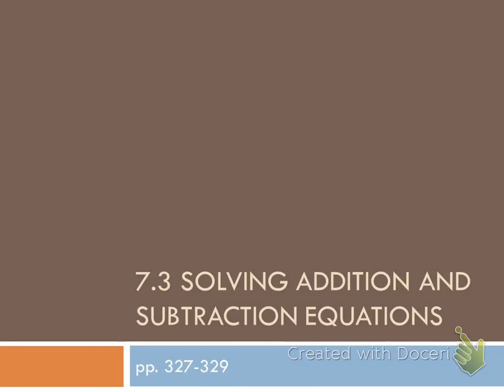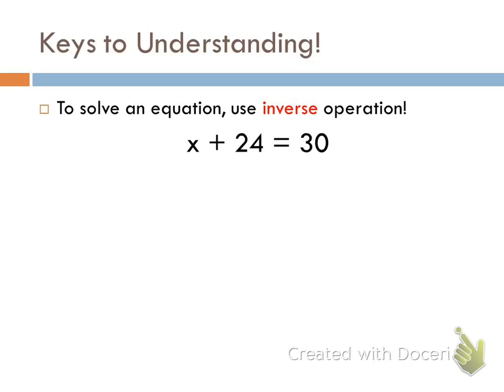Today we're in section 7.3, solving addition and subtraction equations, page 327. Now you'll notice in both sections, 7.3 and 7.4, I'm going to be talking a lot about doing the opposite operation that is connected to the variable. That's why I say the key to understanding is understanding that you have to use inverse operations.